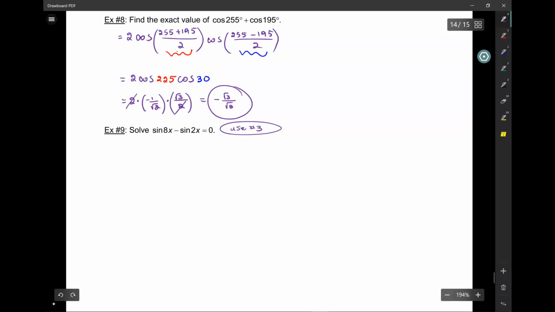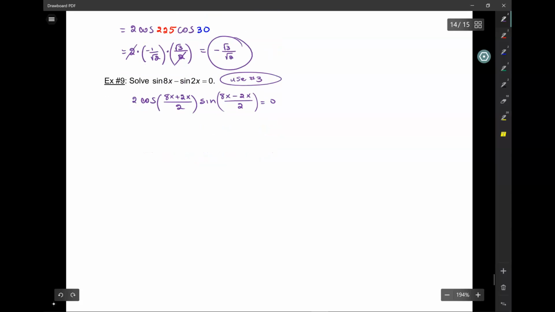Okay, so it's 2 cosine of (a plus b) over 2, so (8x plus 2x) over 2, sine of (8x minus 2x) over 2, equal to 0. Right? So now I have 2 cosine 5x sine 3x equal to 0.